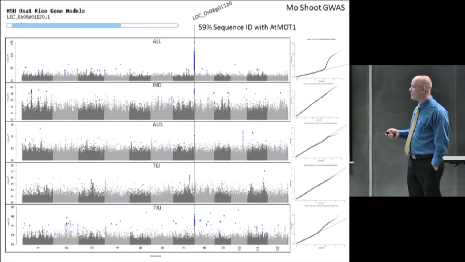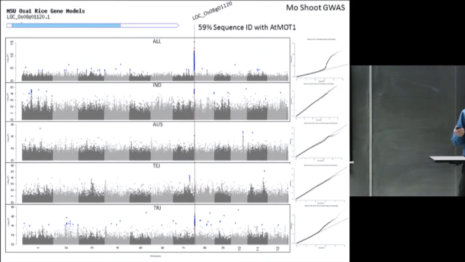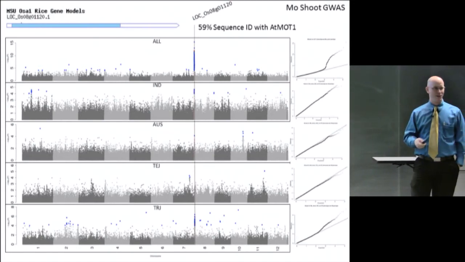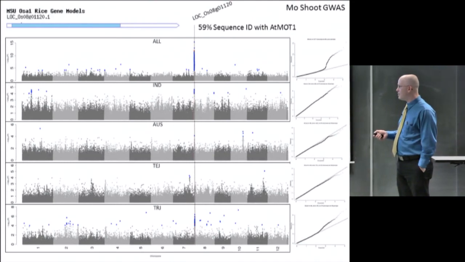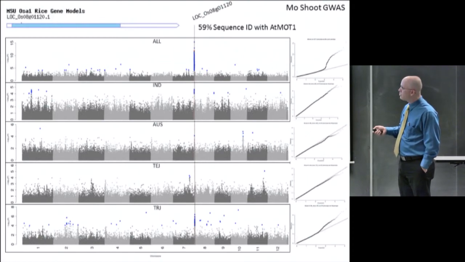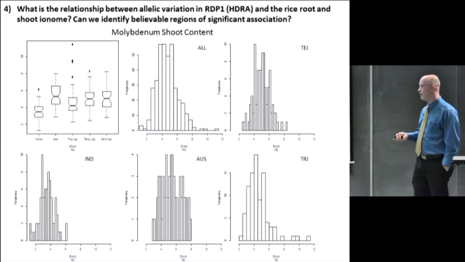It turns out that this peak here co-localizes with a gene annotated as a putative sulfate transporter. Sulfate and molybdate are chemical analogs of one another. And that gene shares 59% sequence identity with a similar molybdate transporter recently cloned by the other Ionomics group in Arabidopsis. Okay, so we felt pretty confident that we're onto something. You'll notice there's a hit in indica, a small one. There's no hit in Aus. There's no hit in temperate japonica, but there's a significant hit in tropical. And you can see that tropical japonica has a lot of within subpop variation. So we're clearly segregating in that subpop.